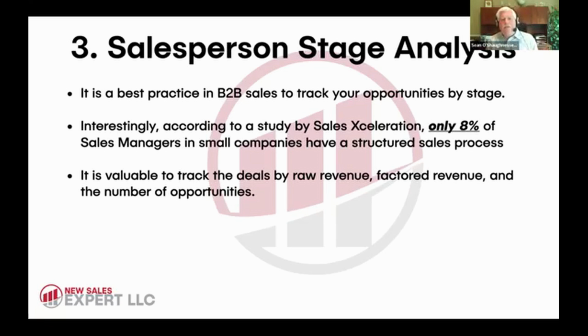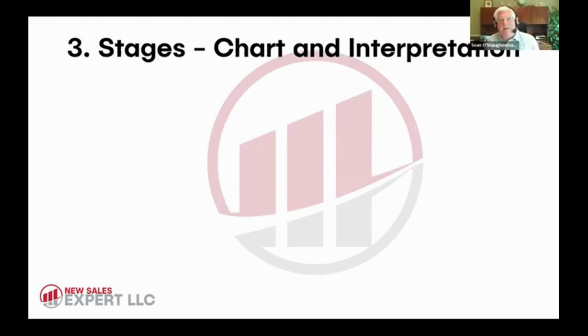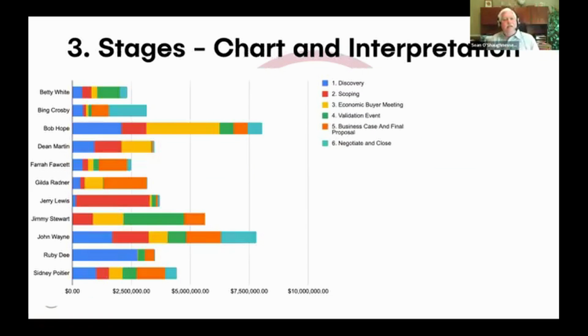So it's valuable to track deals by raw revenue, that was the blue line, by factored revenue, that was the yellow line in the previous one, and by the number of opportunities. That's all good. But we want to do it by salesperson, not just by the overall look. Because we want to see how people are doing. We want to help them with their problems. We want to get ahead of their problems.